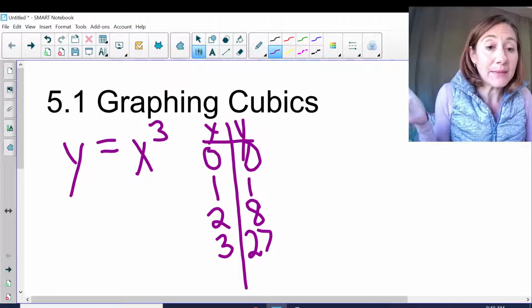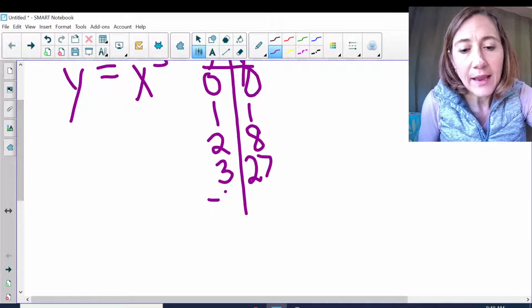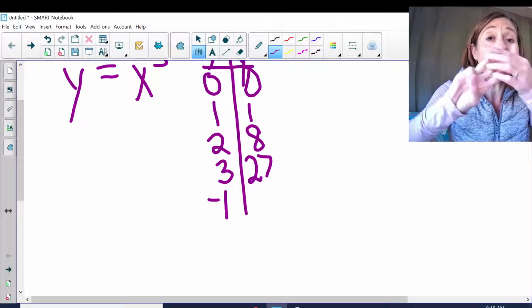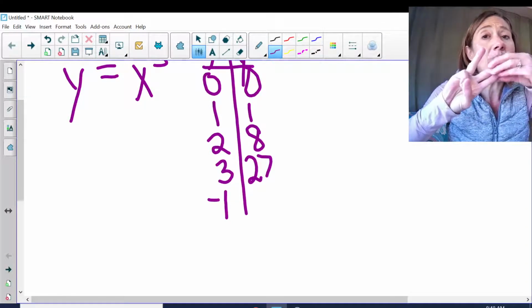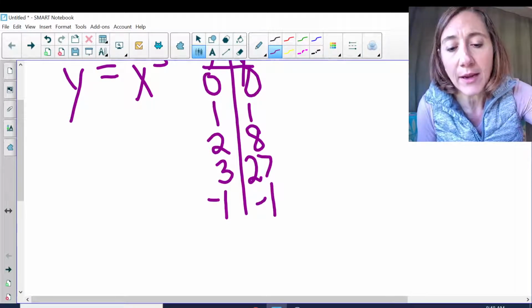Okay, let's also talk about some negatives while we're at it. If we take a negative 1 and cube it, that means you have a negative 1 times a negative 1 times a negative 1. So there are 3 negatives involved. 2 negatives will make a positive, but then there's another negative, so that comes out to be a negative 1.